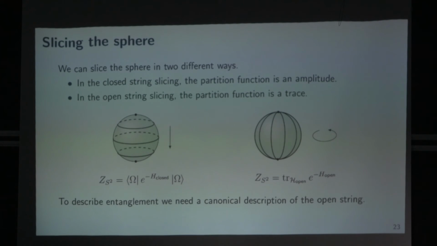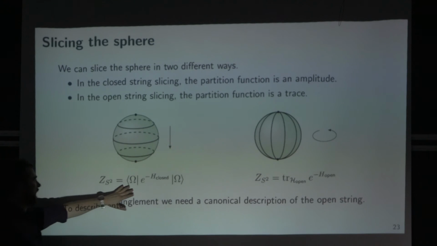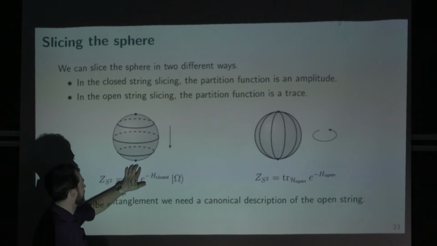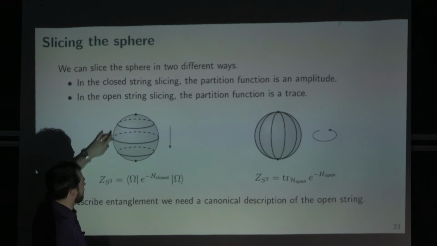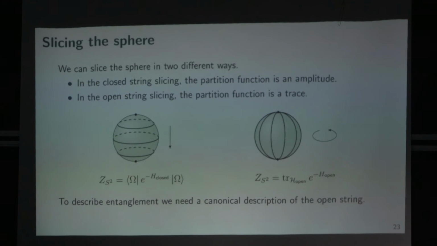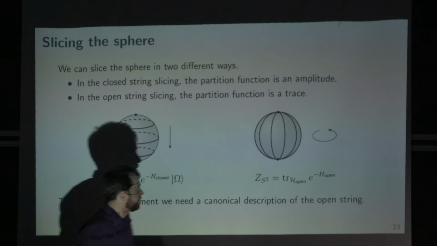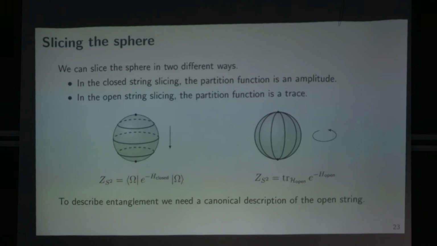So there's this closed string way of slicing the sphere partition function, where it looks like an amplitude between one of these omega states. You insert an omega state, evolve it, and take the overlap with another omega state. But there should be some picture where we instead do the open slicing. Okay. And that's the natural one in order to describe entanglement.